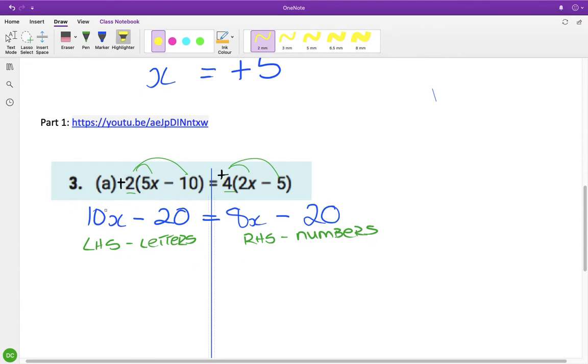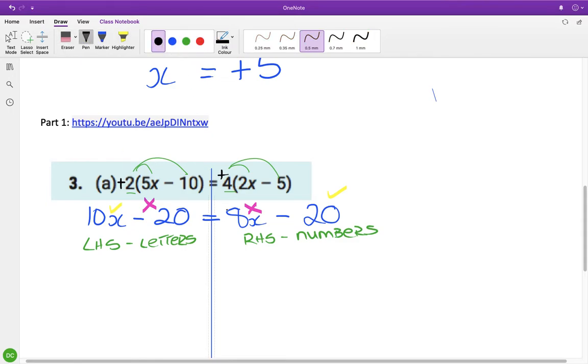So here I have letters. The 10x is a letter term, so that's fine. Minus 20 is not a letter term, so not fine. Over on the other side, I should have my numbers. So 8x is not a numbers term, so no. And minus 20 is a number, so that's fine. Okay, so same thing as always, we have to move.